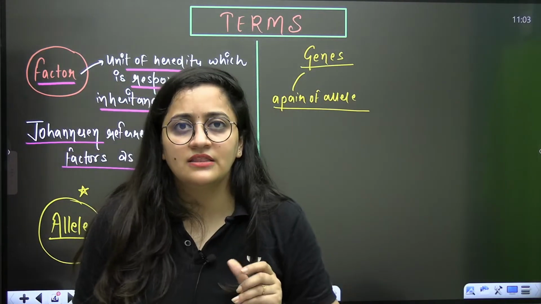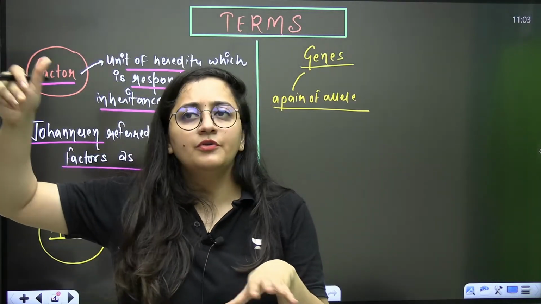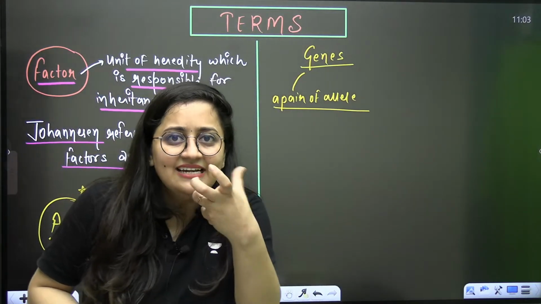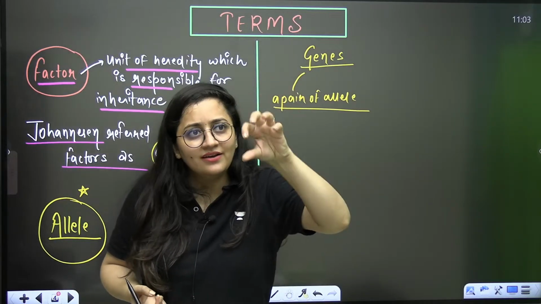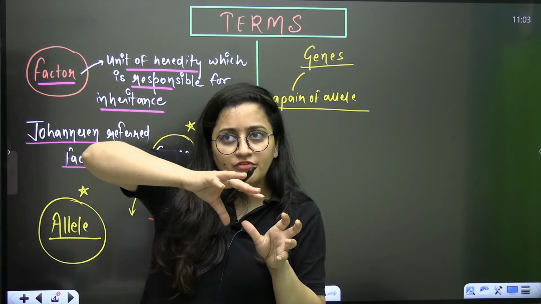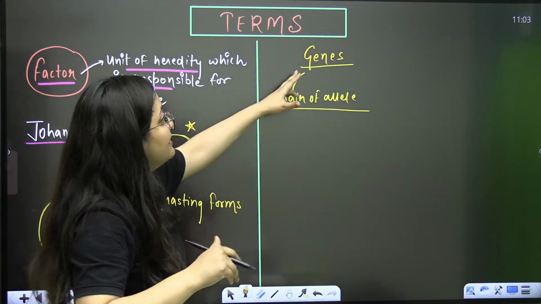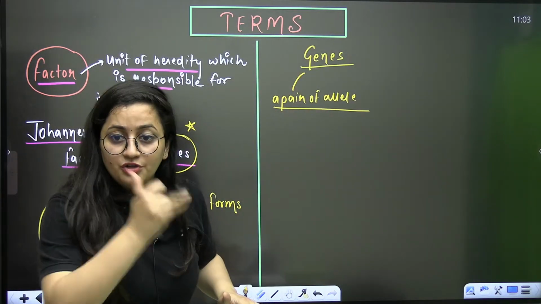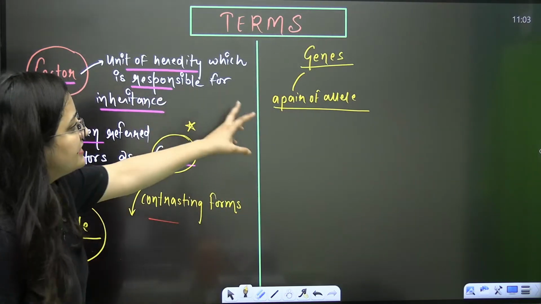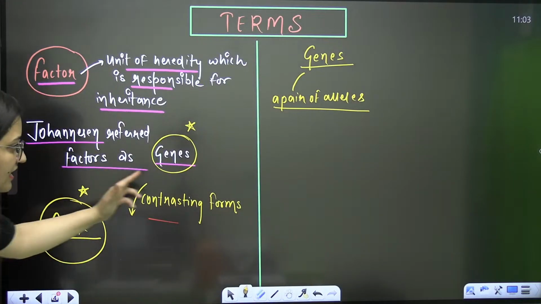Like, let's say the sequence was ABCD. After mutation, it has become ABCE, something like that. When a gene acquires that slight difference, it results in the formation of another form of it. That is basically the allele. So alleles are formed when mutations occur in a particular gene, and different forms can form. So a gene is basically a pair of alleles. Alleles are nothing but the contrasting forms.